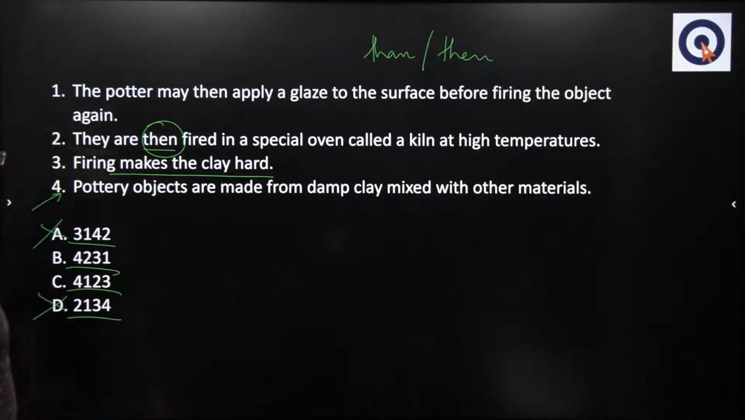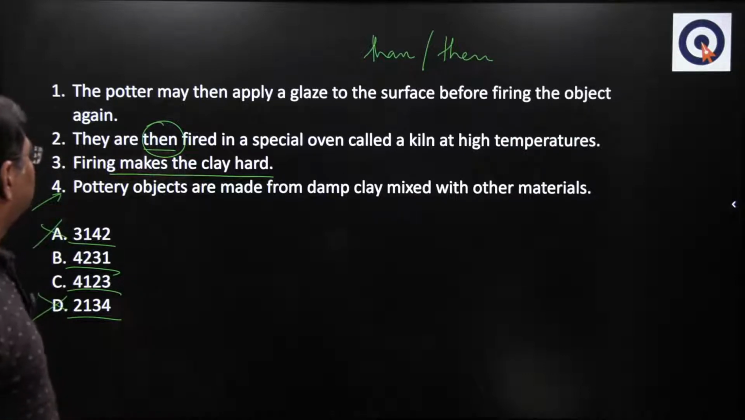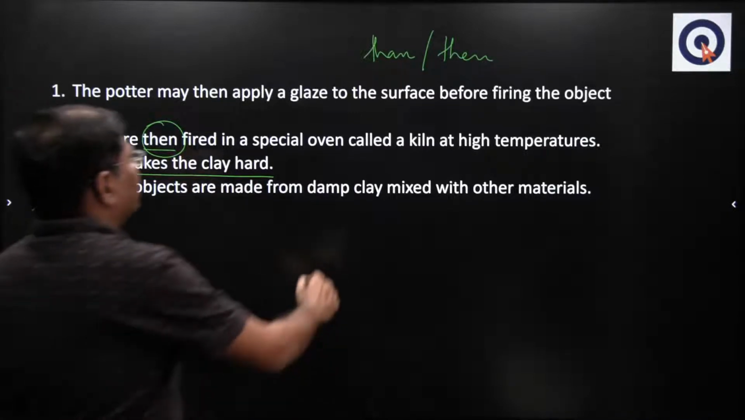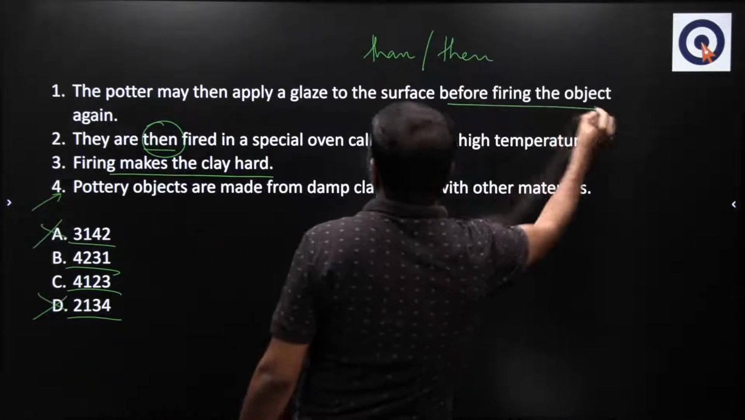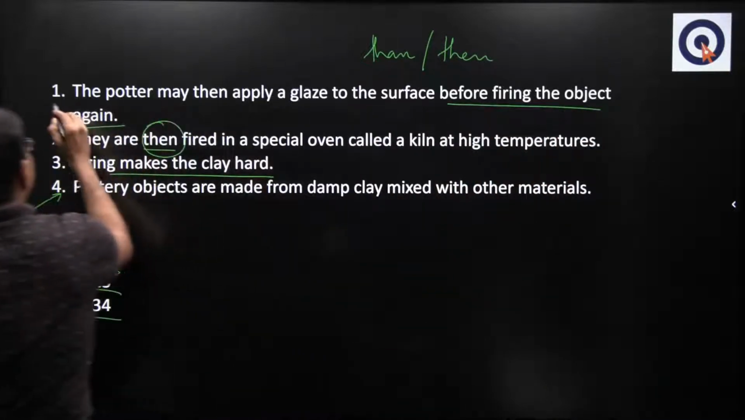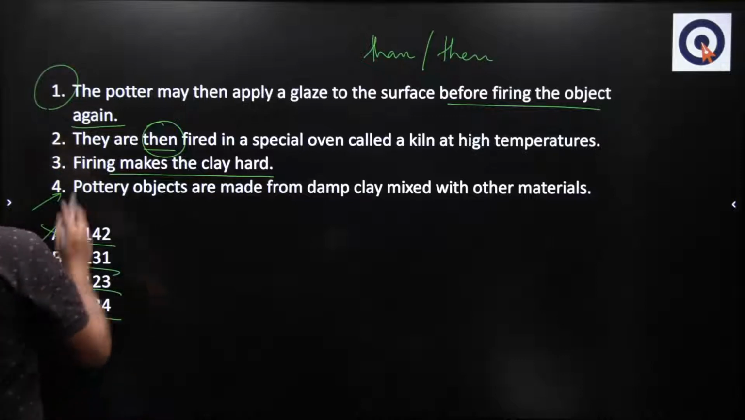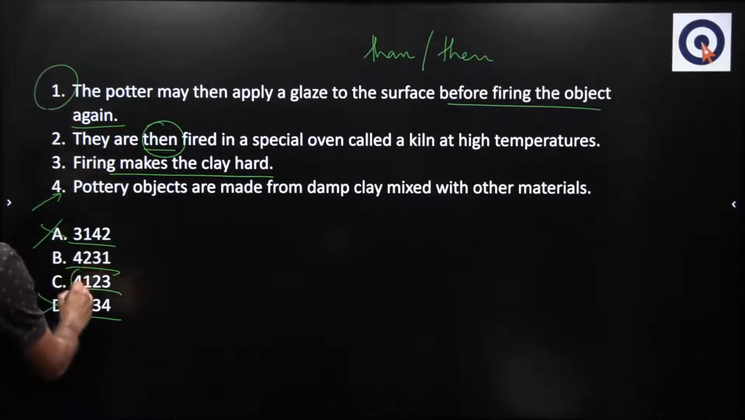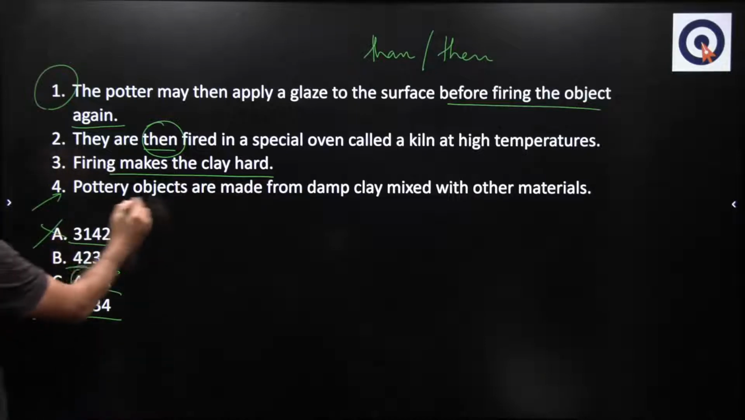So from 4, would you go to 2 or would you go to 1? Look at this. Pottery objects are made from damp clay mixed with other materials. Correct? And it says that they are then fired. Understand, before firing the object again, that means firing has happened once before. That means before 1, you must do the firing. But in 4, there is no such activity happening. Pottery objects are made from clay.